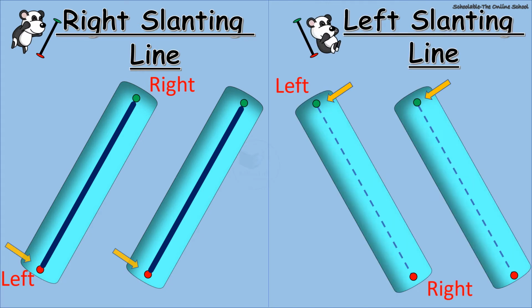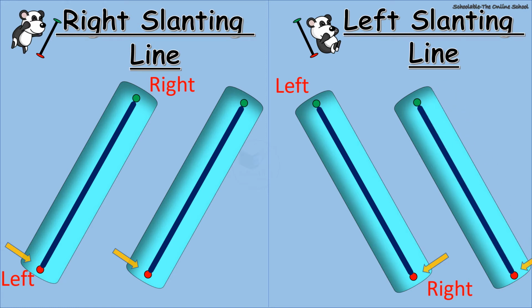Next is left slanting line. This is the exact opposite of the right slanting line. It starts from the green dot on the left side and slides down towards the right side. Again, green dot to red dot. And this is called left slanting line because it starts from the left side and goes down towards the right hand side.